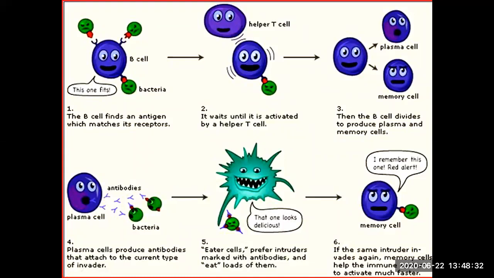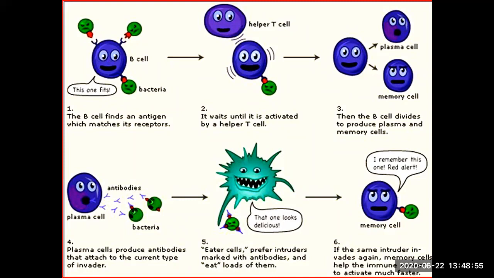Okay, so how does it happen? In brief, as explained, the B cell finds an antigen which matches its receptors. Then it waits until it is activated by a helper T cell. Then the B cell divides to produce plasma cells and memory cells. Then the plasma cells produce antibodies that attach to the matching type of invader.